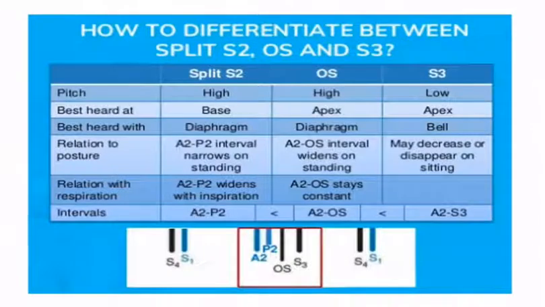And coming to the posture, the A2P2 interval narrows with standing, and S3 may decrease or disappear on sitting. With respiration, the A2P2 interval widens with inspiration. Coming to the intervals, first there is the aortic sound, then followed by the pulmonary closure sound, then there is an opening snap, then followed by S3.